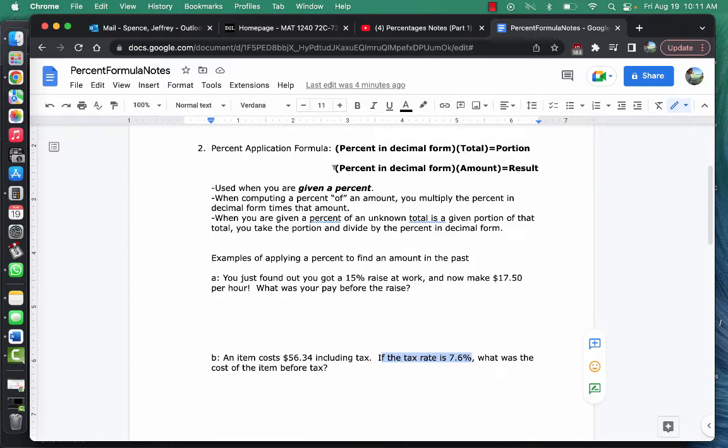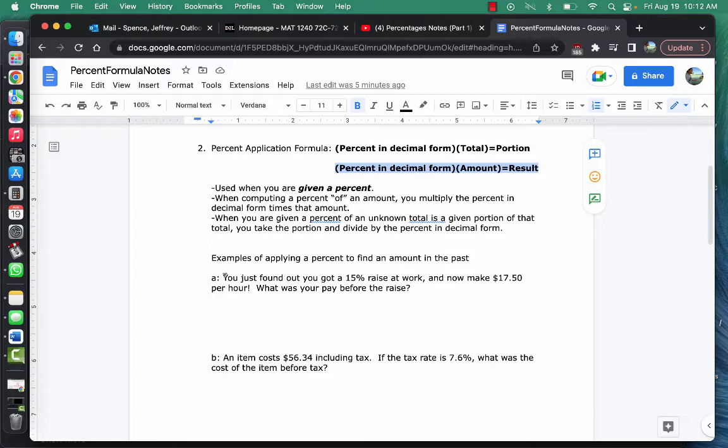Now I also wrote in another form of this formula that makes a little bit more sense for these types of problems. Instead of total and portion, sometimes we take percents of amounts and get results. Same thing, just different terminology.